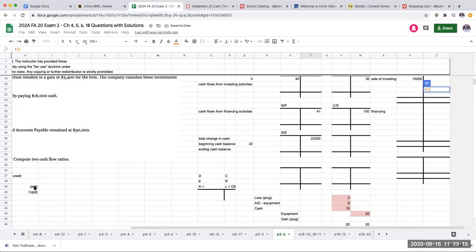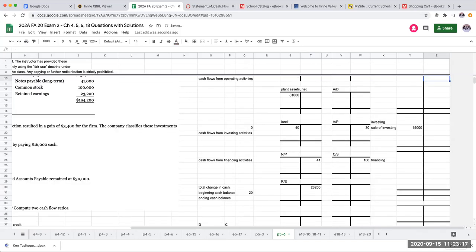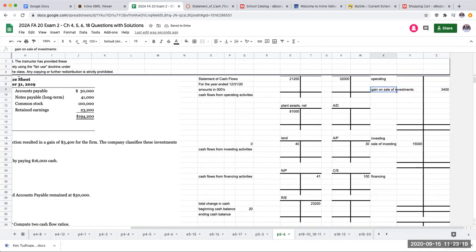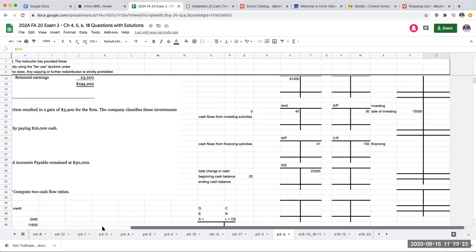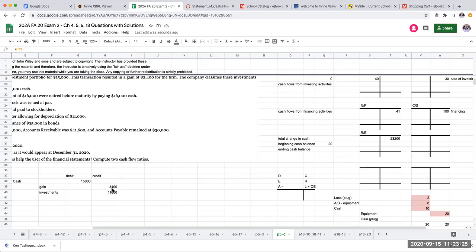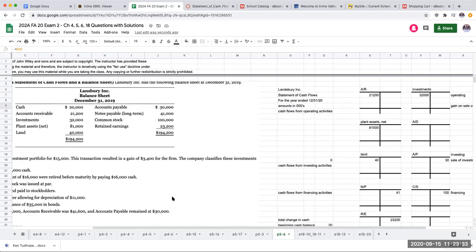Remember, when we're doing a lot of these additional information type items, we're going to be posting them directly into the T accounts. So similar to a sale of assets, if we have a gain from a sale of an asset, that's going to show up as a credit in the operating section. And then lastly, for investments here, I'm going to be crediting this for 11,600 because that was my initial cost.